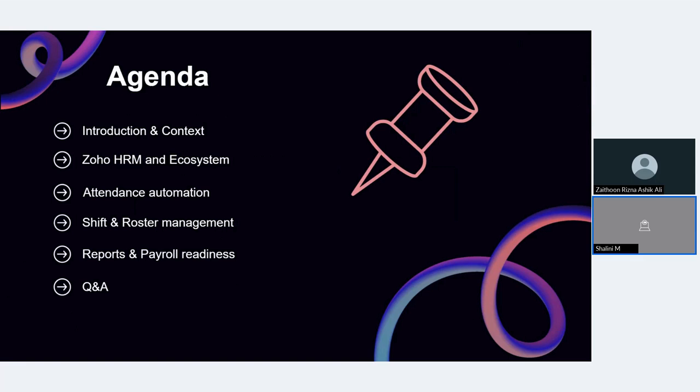Let me quickly walk you through today's agenda so you know what to expect. We will start with the Zoho HR ecosystem, attendance automation, and the current challenges HR teams face. Then we will move into shift and roster management, the reports and payroll readiness, and end with a Q&A session. This gives you a clear roadmap of what we will cover and helps you follow along easily.